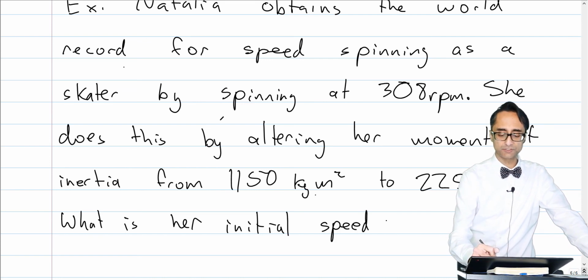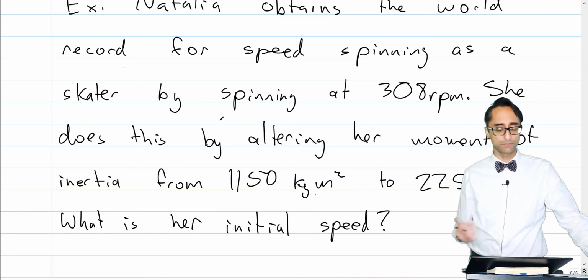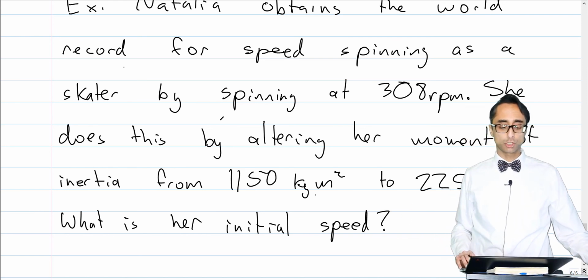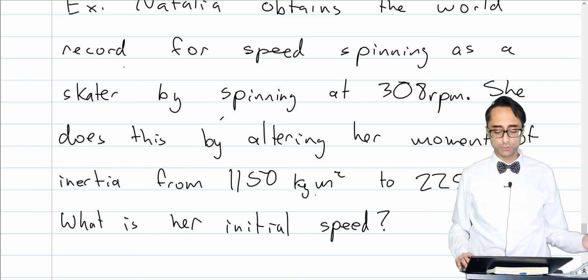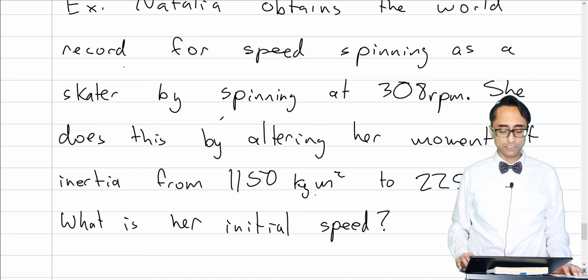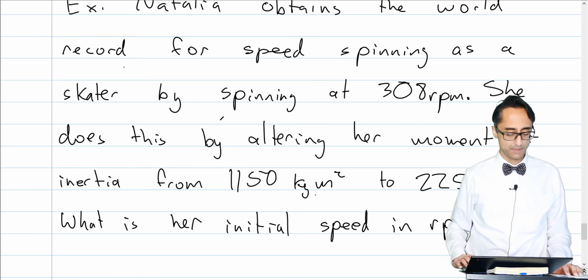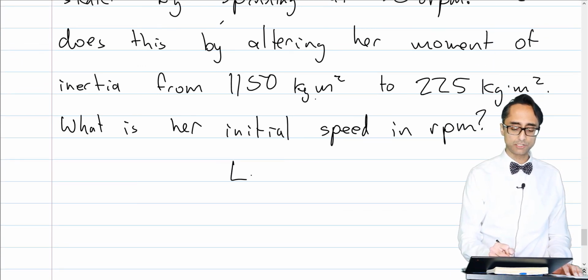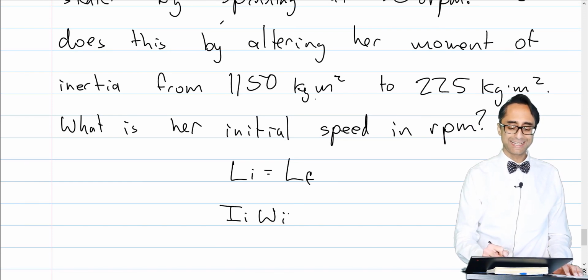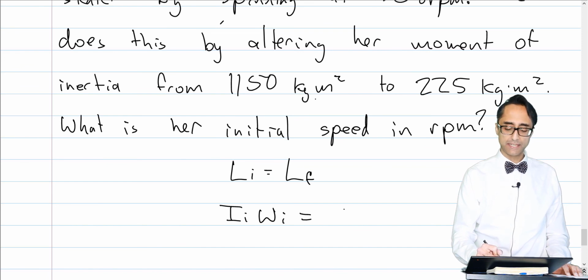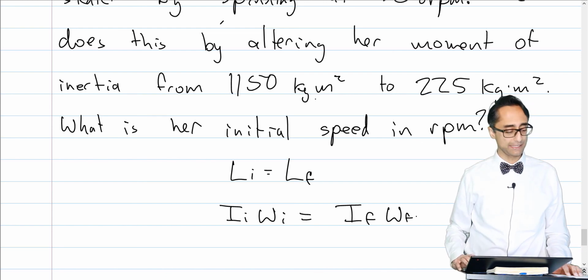So we have her final speed of 308 RPM, that is angular velocity. We have her initial inertia of 1150 and her final inertia of 225. Can we calculate her initial speed? And you know what? Let's do it in RPM just to make things a little easier for us. Since it's originally in RPM, we're actually going to be able to keep it in RPM because all we have is that L initial equals L final, or the initial moment of inertia times the initial angular velocity equals the final moment of inertia times the final angular velocity.